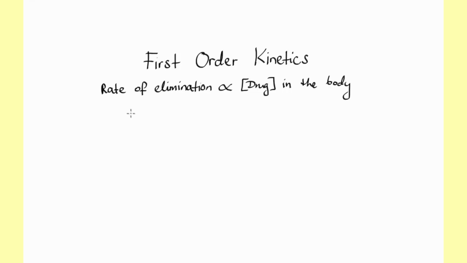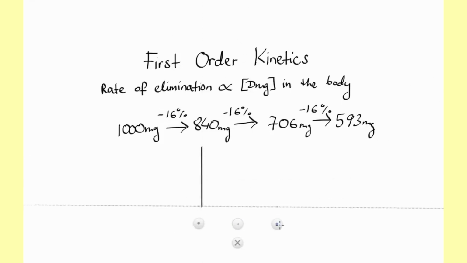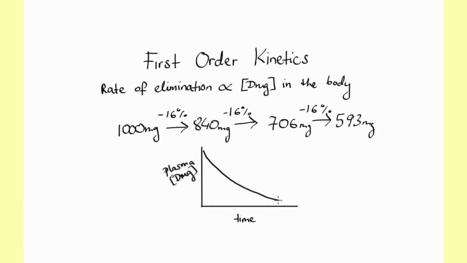What this means is that, for example, starting with 1000 mg of a drug, the amount eliminated per each time period will be different, but the fraction will be constant. So in this example, per each time period, a constant 16% of a drug gets eliminated. However, the milligram amount changes. And if we were to collect these samples and plot them, the graph would produce a curve that looks something like this.